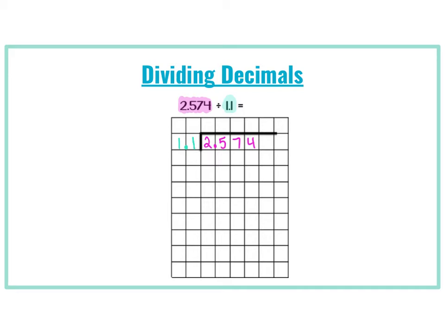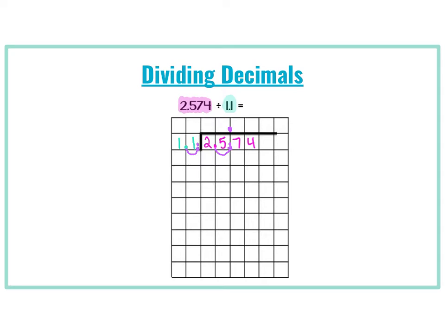I notice that my divisor is not a whole number, so I need to move my decimal point over to the right until it is a whole number. If I move it one space over to the right, that would make this number 11. Because I moved my decimal point one space over to the right in my divisor, I also have to move my decimal point one space over to the right in my dividend. Then I'm going to bring my decimal point straight up in my answer, and now I'm ready to divide.